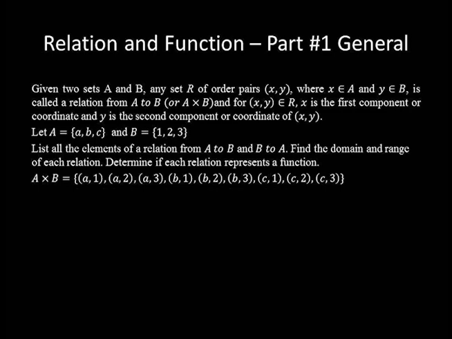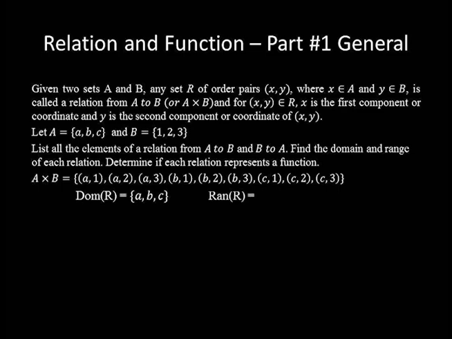Let's check the answers. Domain of relation equal to, domain is a set of input values. Hence, we have to list out all the input values. In the first three ordered pairs, the value in place of x is a. In the next three ordered pairs, the value in place of x is b. And in the last three ordered pairs, the value in place of x is c. Here, we can see that the domain of this relation is the same as set A.